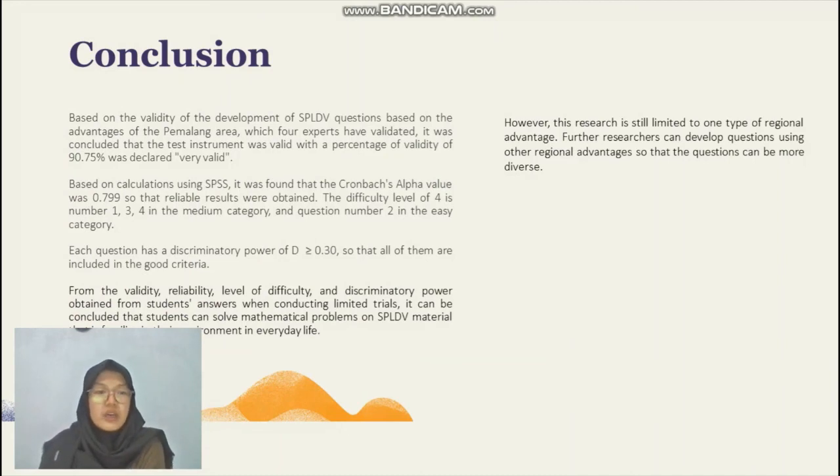In the end, the conclusion from the validity, reliability, level of difficulty, and discriminating power obtained from students' answers when conducting the limited trial is that students can solve mathematical problems on SPLDV material. However, this research is still limited to one type of regional advantage in Pemalang. Further research can develop questions using other regional advantages so that the questions can be more diverse.